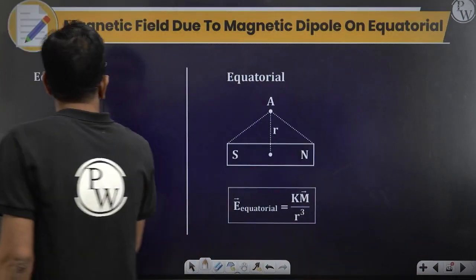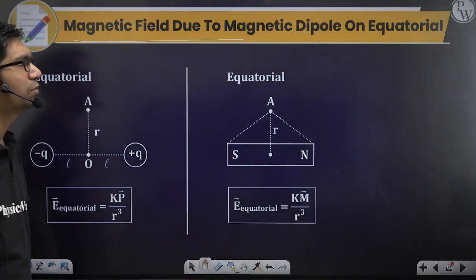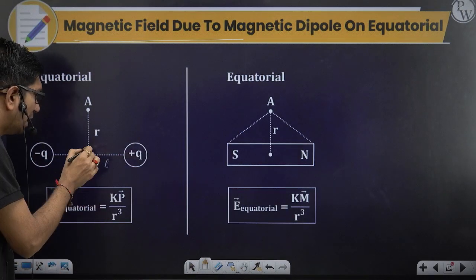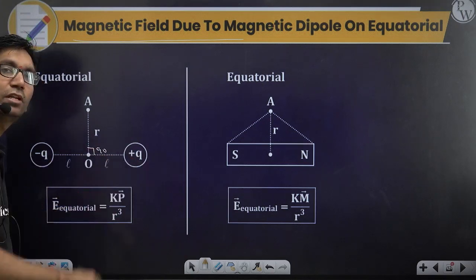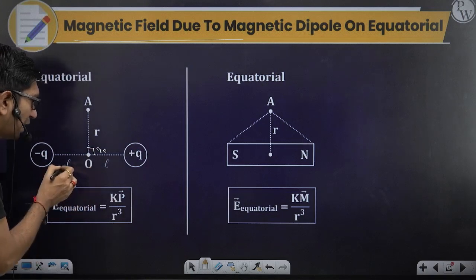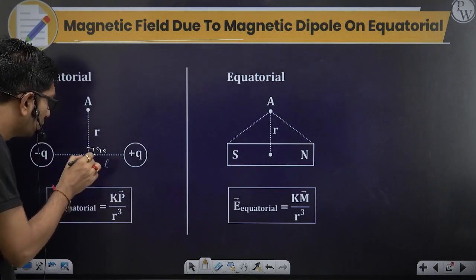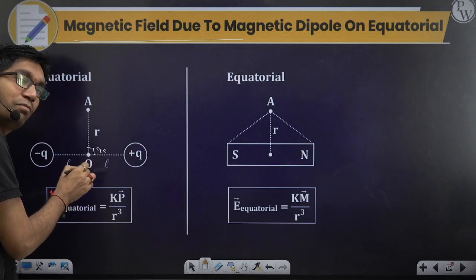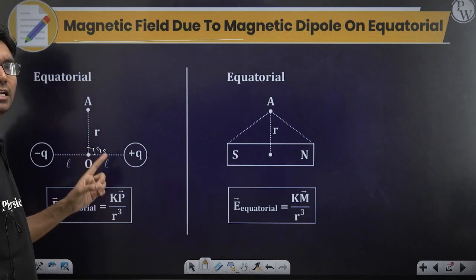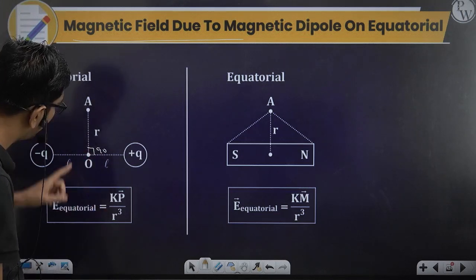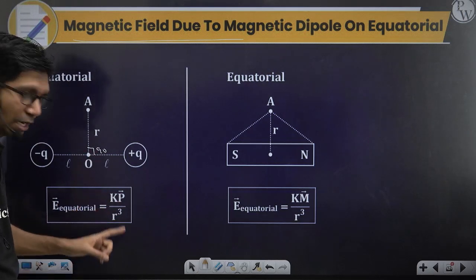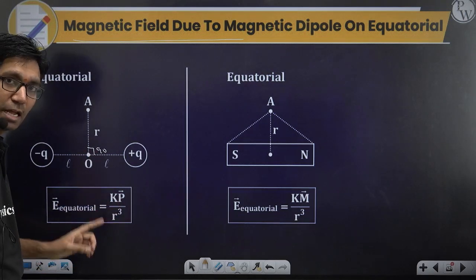Next, the magnetic field due to the magnetic dipole on the equatorial. Equatorial is nothing but the line perpendicular to the dipole. Now see here, beta. This is a dipole and this is the L. Just now I said the distance R is always taken from point O, right? So this is the R. At this point we have to calculate the electric field intensity. What is the electric field intensity on the equatorial? We got Kp by R cube, right? P is nothing but the electric dipole moment.